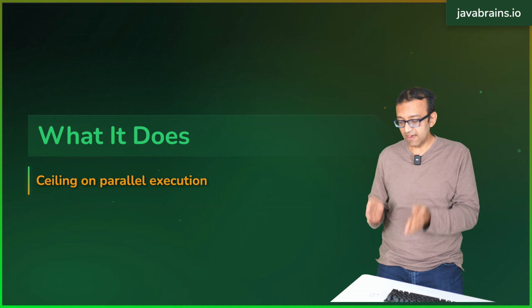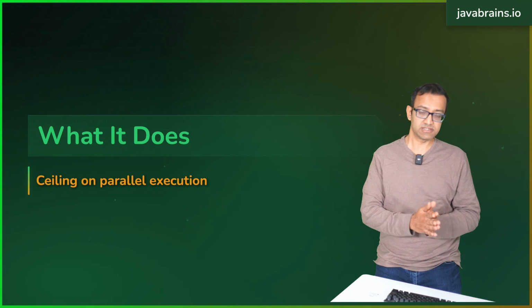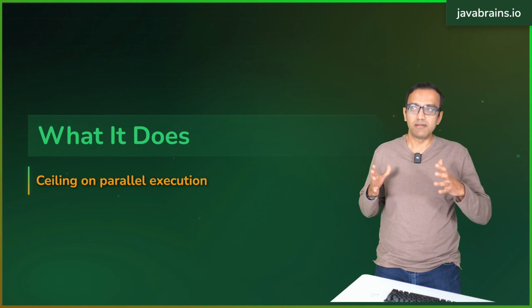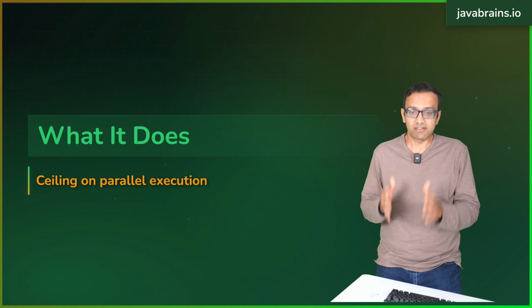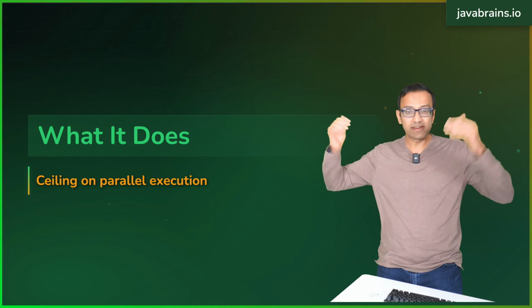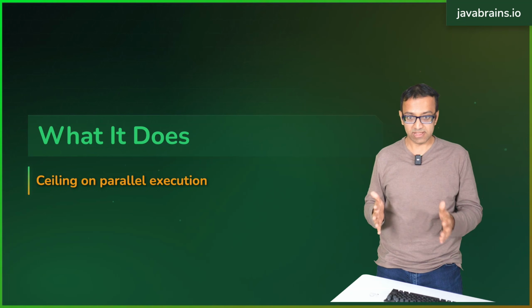You're saying, I have a method which is very expensive to run. I don't want more than 10 threads running this method at the same time, no matter where it's being called from. I don't want more than that running at the same time.